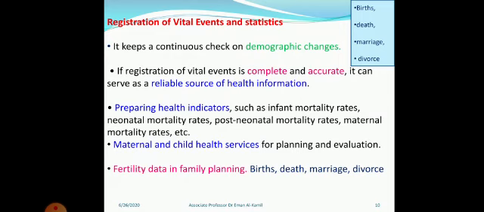but this is still a problem in the developing countries. It is used for preparing health indicators such as infant mortality rate, neonatal mortality rate, postnatal mortality rate, and maternal mortality. Death records are a good source of the different causes of death at different age groups. Also, it is an important source for maternal and child health services for planning and evaluation. It is also an important source of fertility data and family planning, such as birth, death, marriage, and divorce.